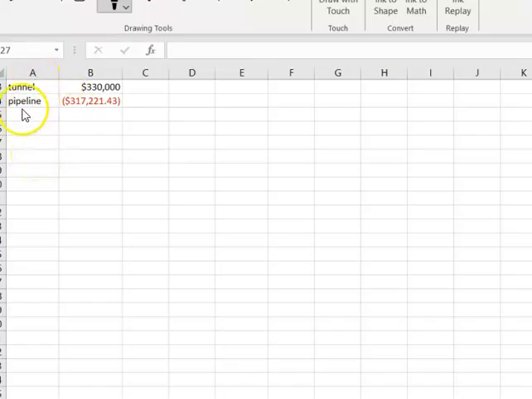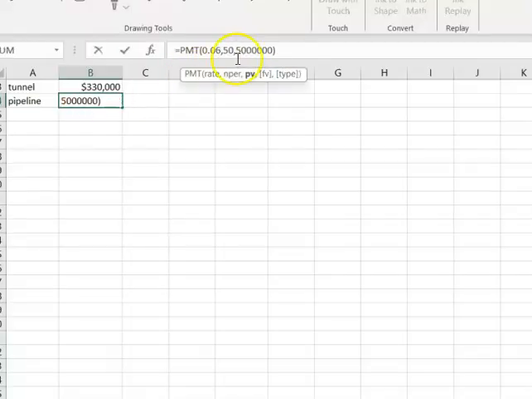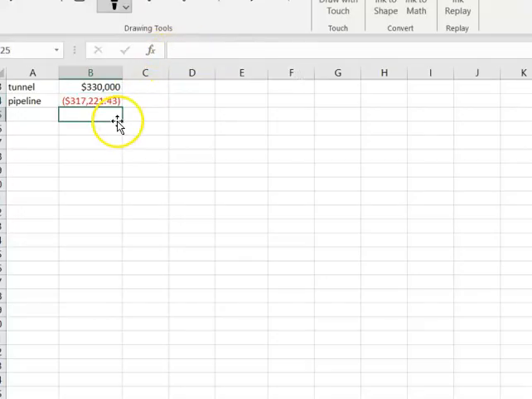Here is the answer for pipeline. Let's start with the straight one because it was something that we are familiar with. Paying $5 million at the beginning of the project as initial cost for 50 years, and the rate is 6%. What is the PMT for that? $317,221.